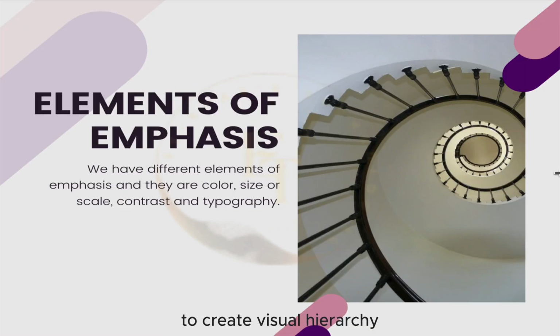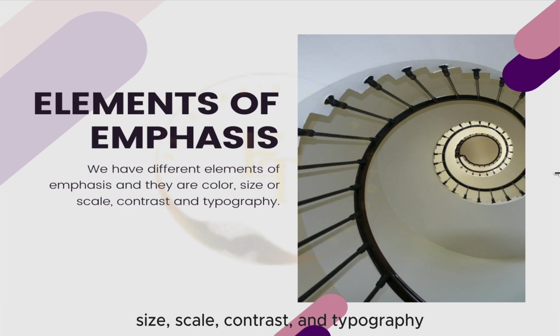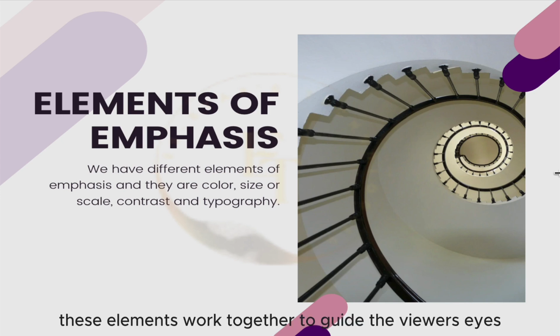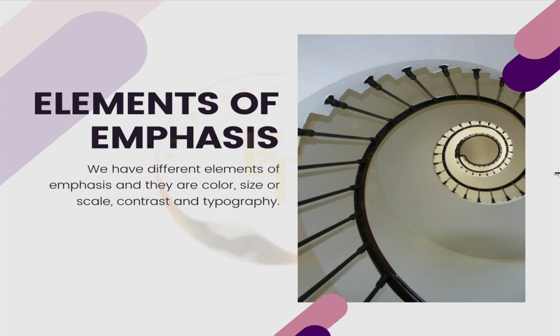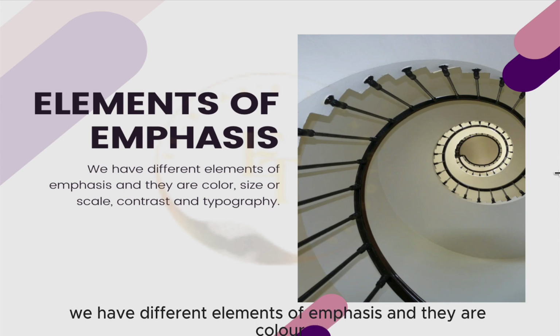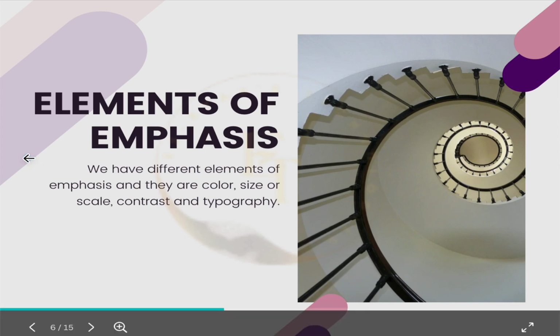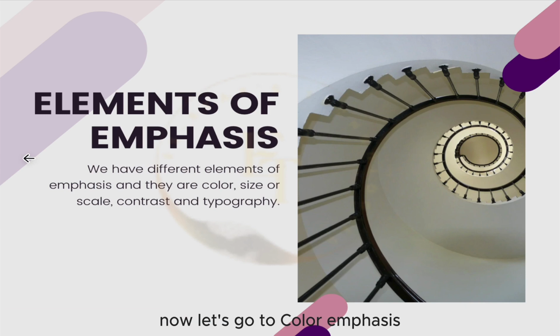To create visual hierarchy, designers use various design elements such as color, size, scale, contrast, and typography. These elements work together to guide the viewer's eyes and emphasize specific areas of the design. We have different elements of emphasis, and they are color, size or scale, contrast, and typography. Now let's go to color emphasis.